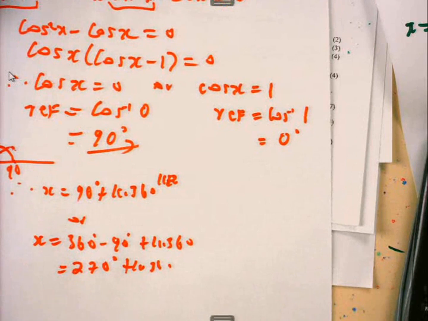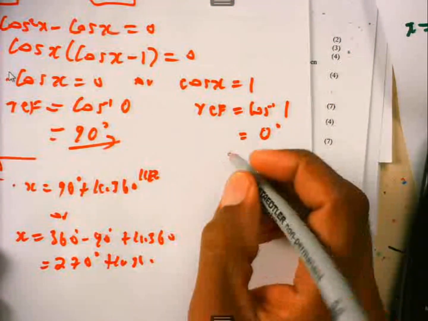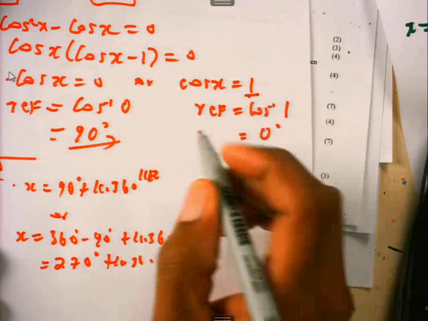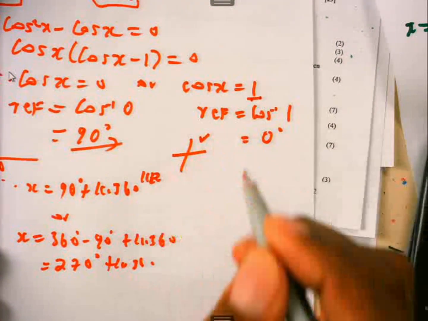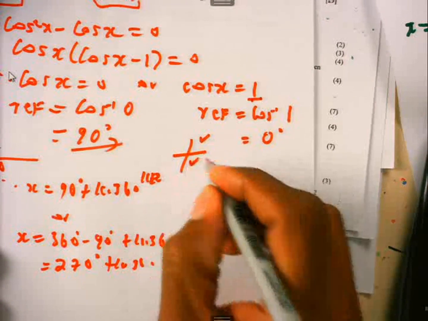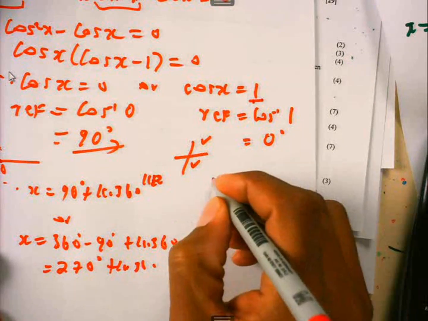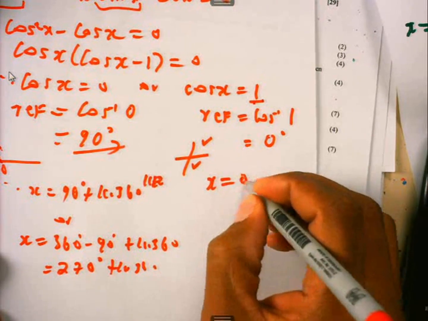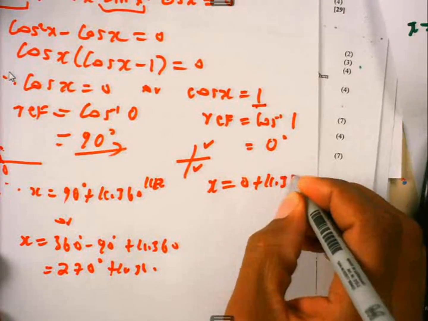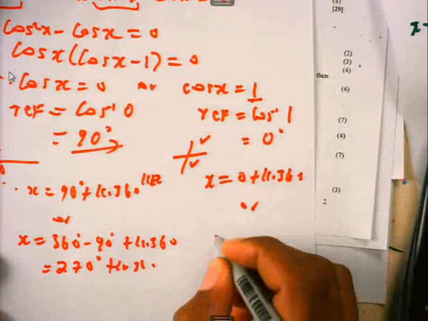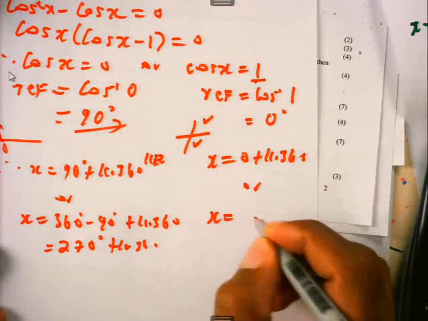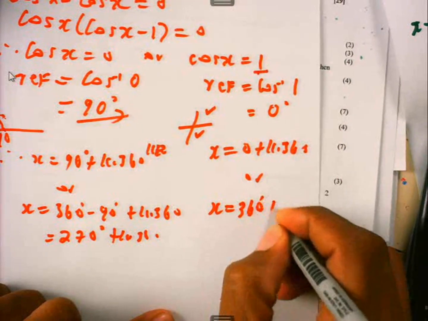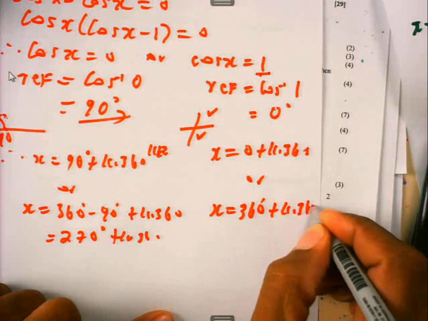Thank you very much. Right, then boys and girls, from here you say, okay, the ratio is positive, in which quadrant is cos positive? Of course, you can just read it here. Cos is positive here, as well as on this one here. Then your answer will be x is 0, of course, plus k times 360 degrees. And the other one there, x will then be 360 degrees plus k times 360 degrees.